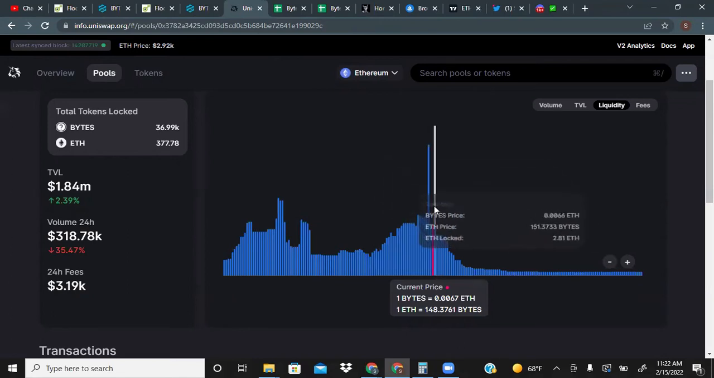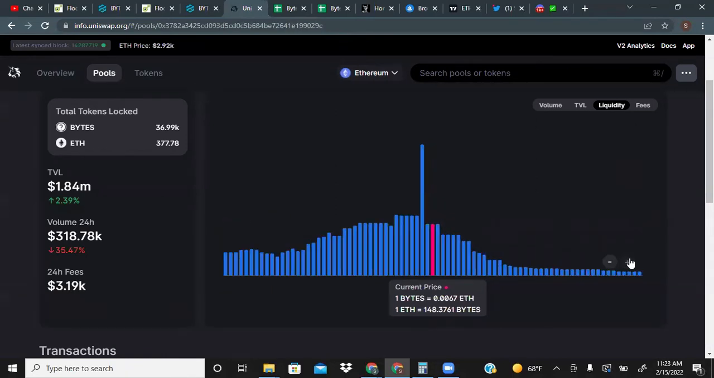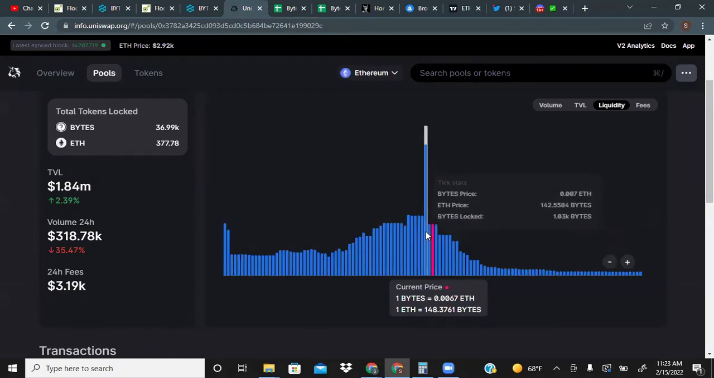calculate concentrated liquidity and what's the difference between being in a super tight range and a longer range, and then just kind of compare the negatives and positives of that. Just wanted to point out my position here. As you can see where it says on the bottom, it says Bytes locked. It says 1,000 Bytes locked there. So about 600 of those are mine.